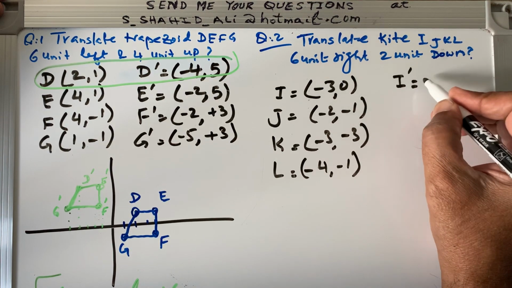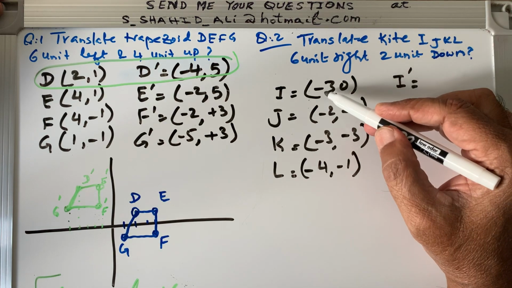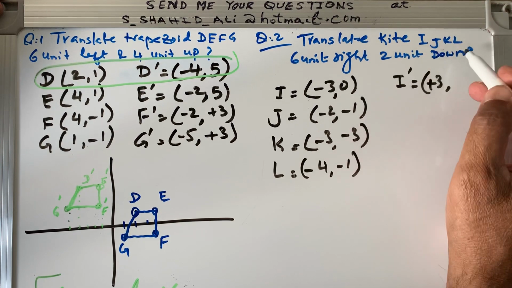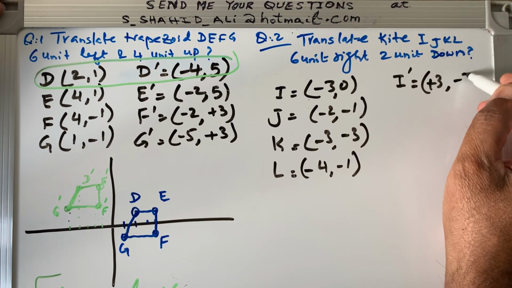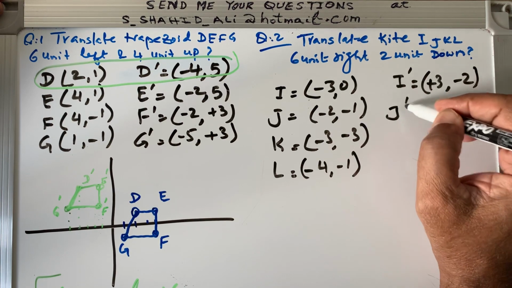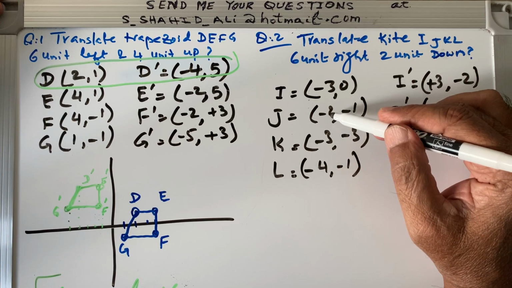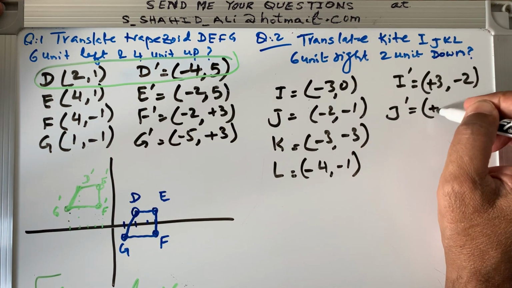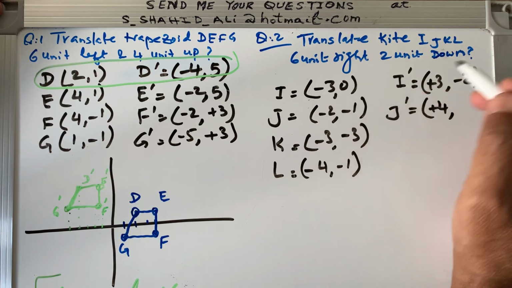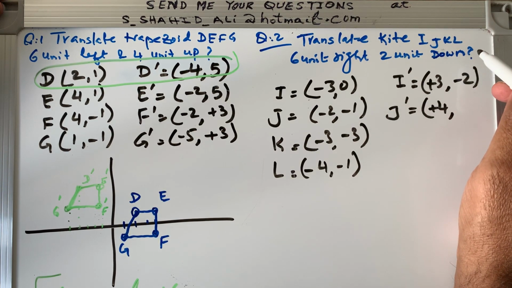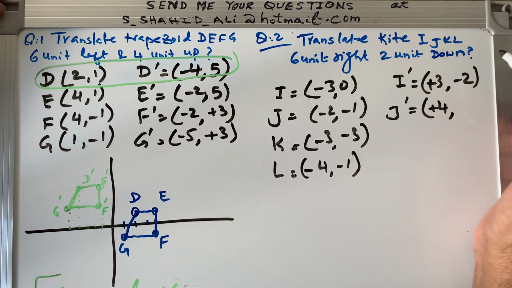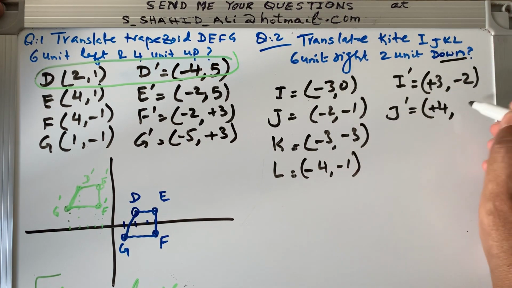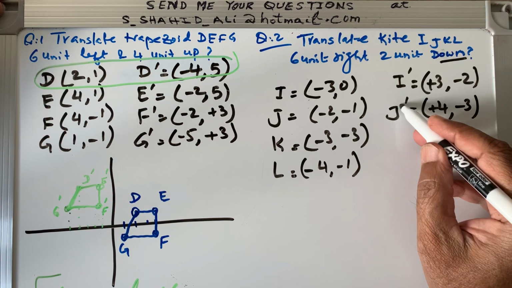I dash will be 6 units right. So -3 plus 6, that is plus 3, right? 0, 2 units down. So 0 minus 2 will become -2. J dash. So -2, 6 units right. So -2 plus 6 is plus 4. Then -1, 2 units down, right? So -1 minus 2 is -3, right? So this is J dash.